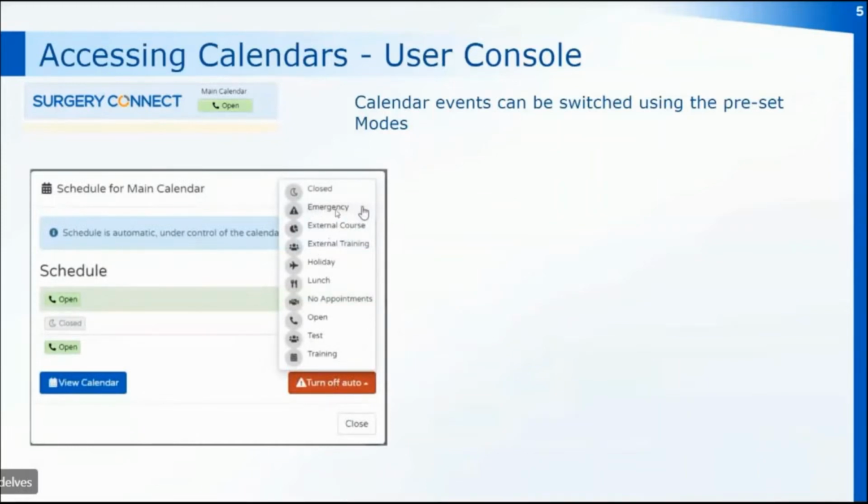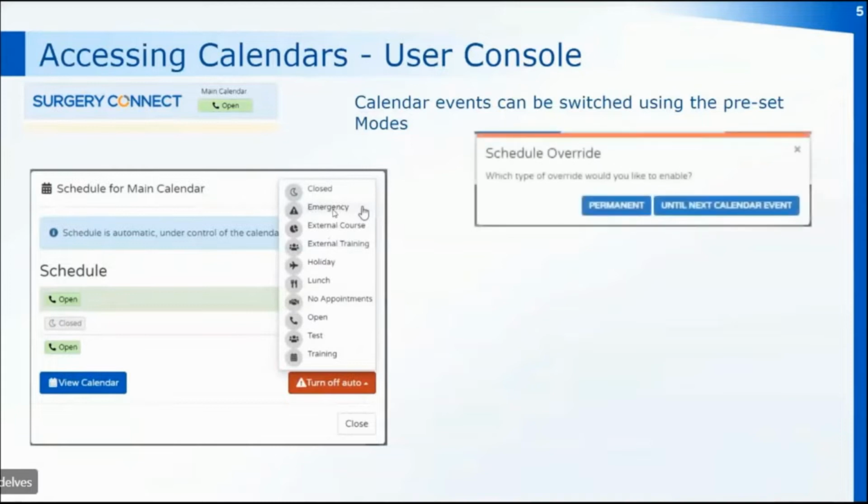So I can move it to an emergency situation very quickly, just by clicking on emergency. It will then ask which type of override we would like to enable. A permanent override is going to do this until midnight, and the next calendar event may be interrupted by any events that you have on your calendar. So I'd recommend that you use the permanent option. That way it's on until you turn it off.